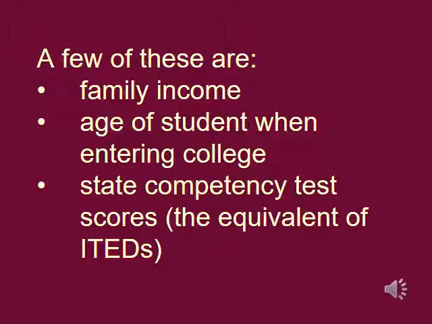Some of them included things like family income. Rich kids tended to do better than poor kids. How old a student was entering college. Typically, adult students do better than people of traditional college age. Things like ITEDs, the state competency scores, had the absolute lowest effect of all the things he predicted, and I bet most of you guys knew that.